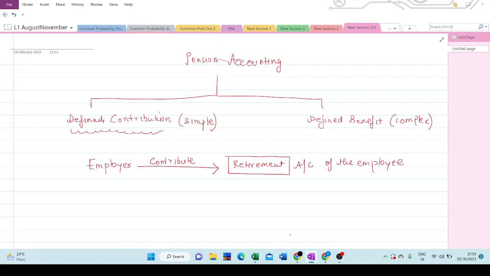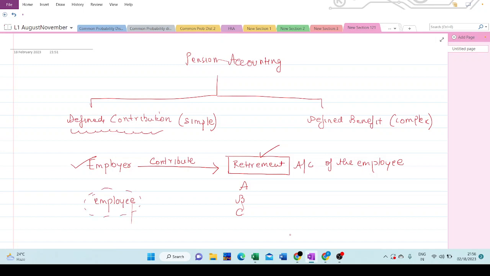Now the employee has the choice to invest the money in his retirement account in whichever way he chooses. So say for example, the employee is given a choice to invest in portfolio A, B or C, right? So this is your employee. He has the choice to invest in either portfolio A or B or C, right? And where will he get the money to invest in these portfolios? From his retirement account, right? And who contributes money in the retirement account? The employer.